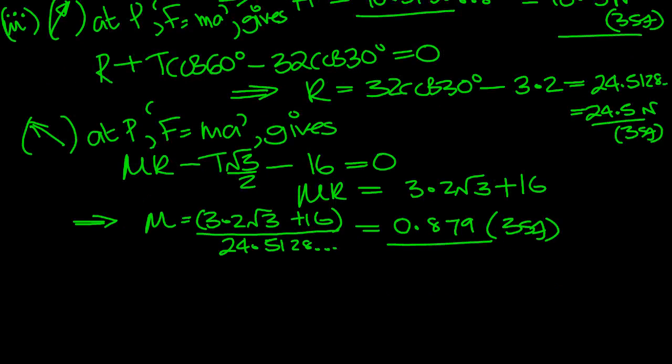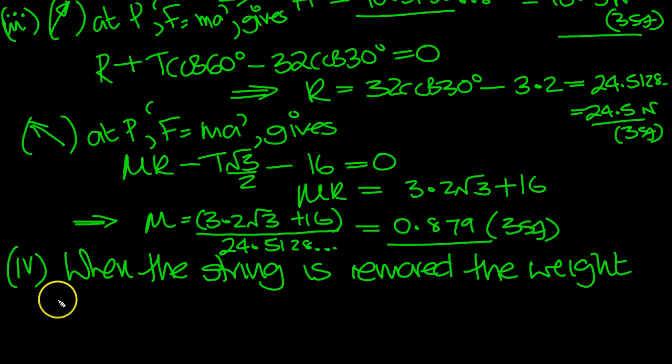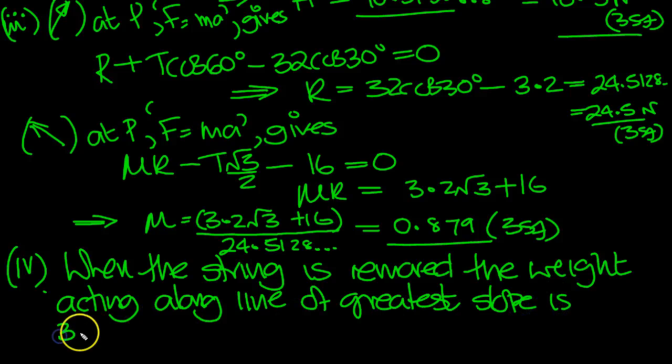So part 4. When the string is removed, the force, the weight, acting along the line of greatest slope is 32 cos 60, which is equal to 16 newtons.